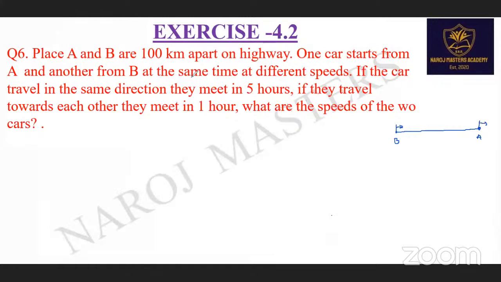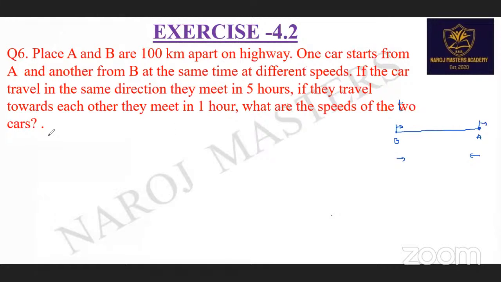So two cars are traveling from point A and point B. If they travel in the same direction, at the same time with different speeds, means if B is going like this and A is also going in this direction, both in the same direction, they meet in 5 hours. And if they travel towards each other, means B in this direction and A in this direction, they meet in 1 hour. What are the speeds of the two cars?